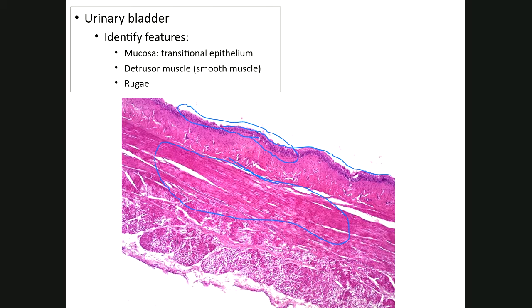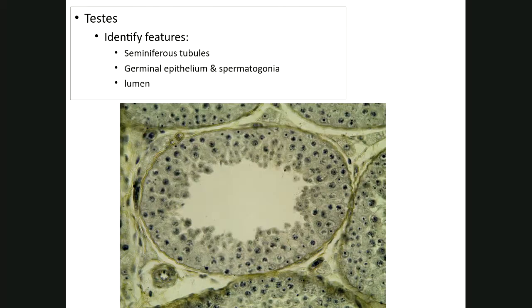Next one is the testes. This is a histological cross-section through a seminiferous tubule. So this essentially circular section you're looking at here is one seminiferous tubule. If you recall, the seminiferous tubules are where sperm production occurs, and maturation, not complete maturation, but at least initial formation and maturation, occurs in this location.